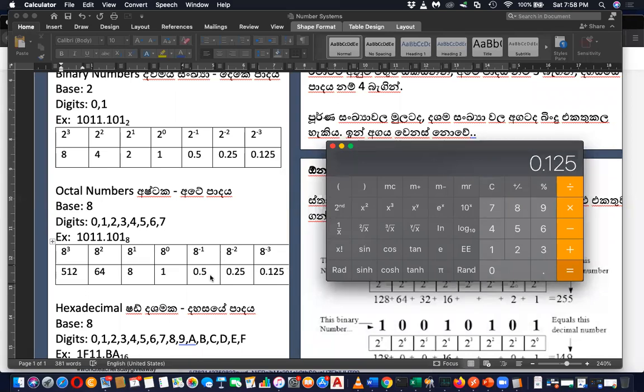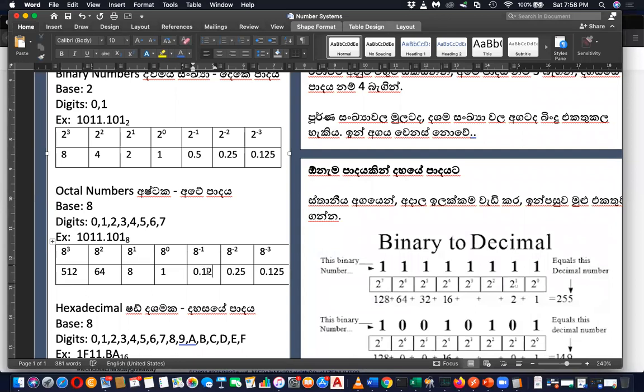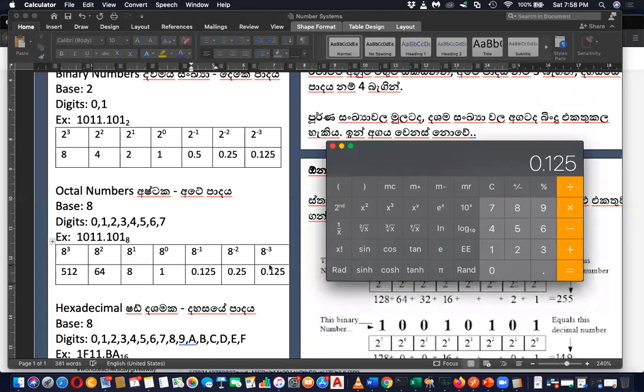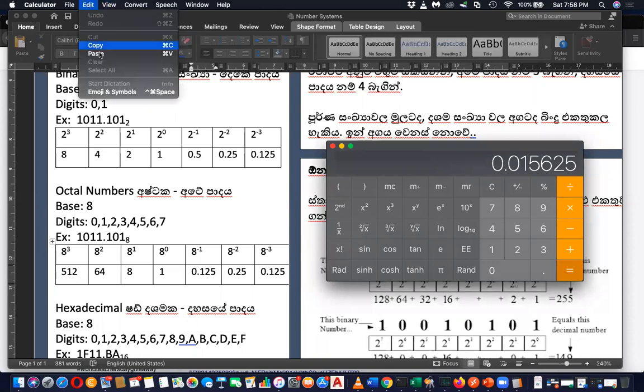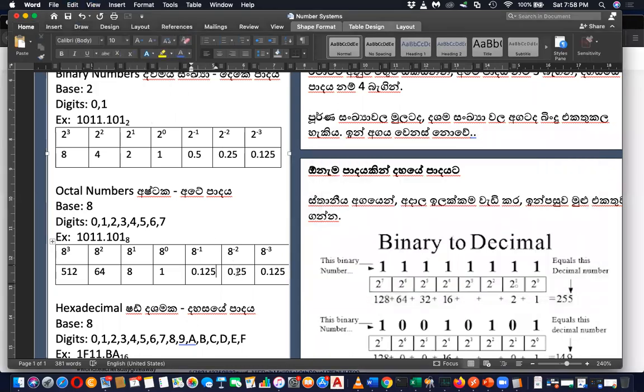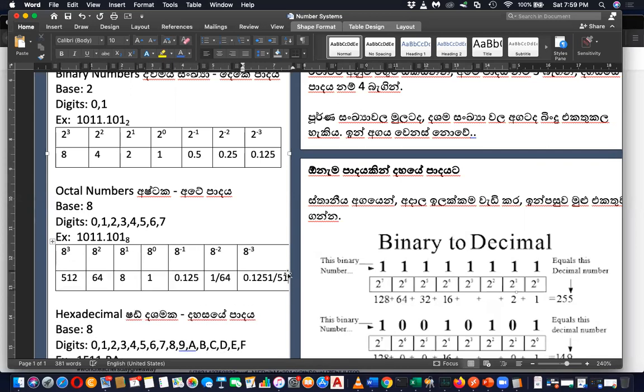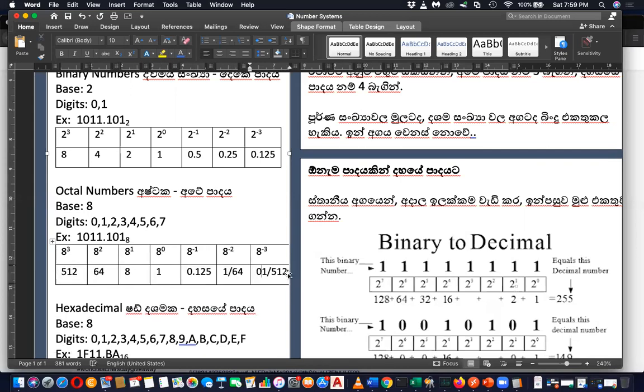Right, then what is 1 divided by 8? It is 0.125. Then 0.125 divided by 8, let me write this as 1 divided by 64. That is easy. Here this one is 8 to the power minus 3, which means 1 divided by 512. Okay, fill this as well.